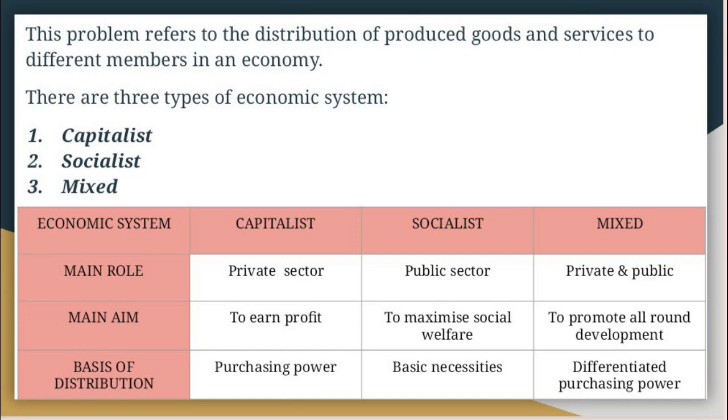In socialist economic system, the government distributes things on the basis of fulfilling their basic needs. In mixed economic system, it is differentiated purchasing power. So here the word differentiated purchasing power means if there is someone who has financial affordability, then that person will need to pay and then he will be able to get that product. Otherwise, if someone is not having that kind of financial affordability, government will distribute the basic necessity items to those people at subsidized rate or even free of cost.